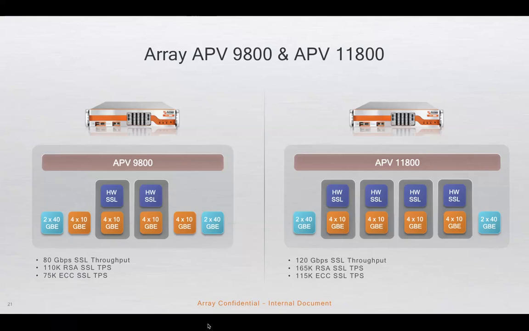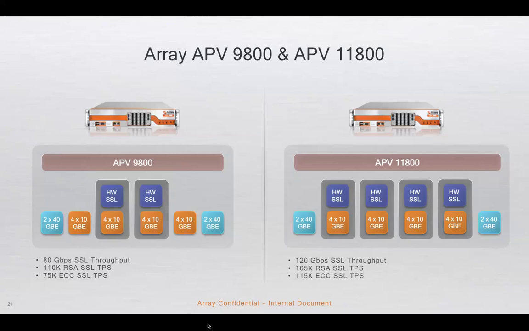If you want to go even more scalable, you look at something like the Array 11800, where you have 4 piggyback combo cards giving you your interfaces, but also your hardware accelerated SSL on board. These are very conservative estimates, and the performance can be even greater, but a minimum of 120 gig of SSL throughput, 165K TPS for RSA ciphers, and 115K TPS for ECC ciphers.